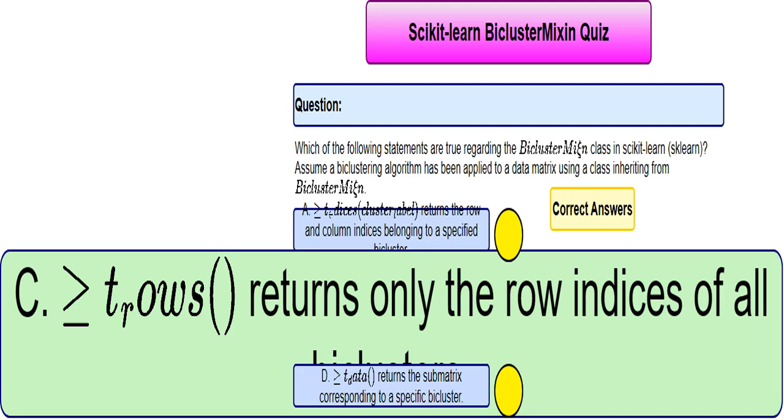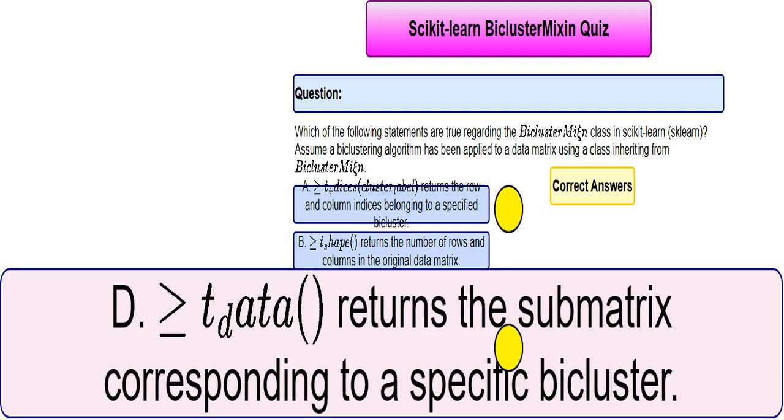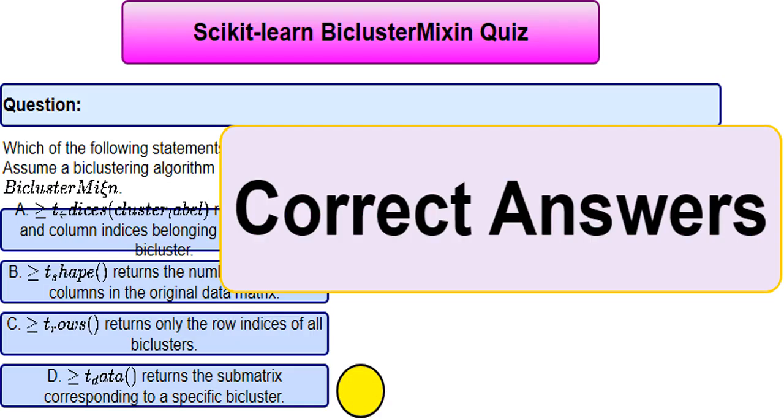We need to verify. Option D is expected to retrieve a portion of the original data. The submatrix refers to the subset of rows and columns that make up a specific bicluster. This sounds plausible. Excellent Vamsi. We've carefully analyzed each option, and by referring to the BiclusterMixin documentation, or the code itself, we can determine which answers are correct.